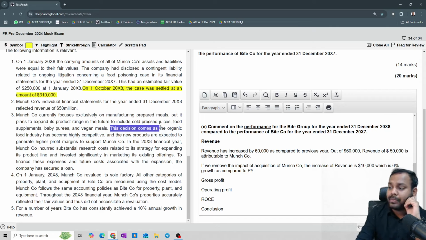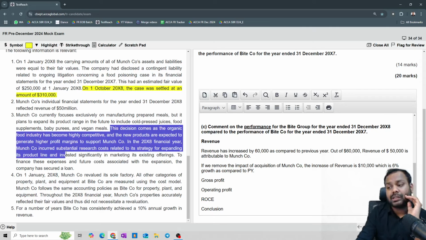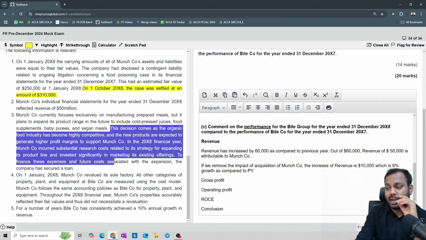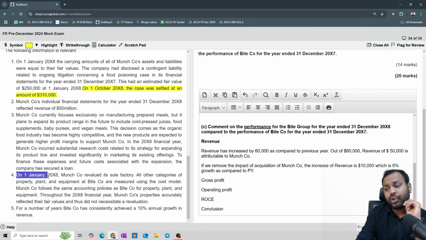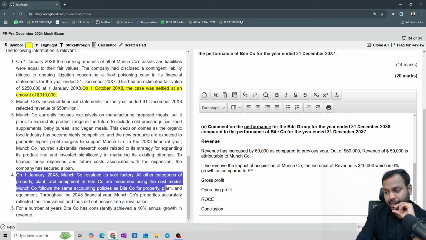Now, this decision comes as the organic food industry has become highly competitive and the new products are expected to generate higher profit margin to support Munch Company. In 2008 financial year, Munch Company incurred substantial research costs related to the strategy for expanding its product line and invested significantly in marketing its existing offerings. To finance these expenses and future costs associated with the expansion, the company has secured a loan. In 2008, Munch Company revalued the factory.